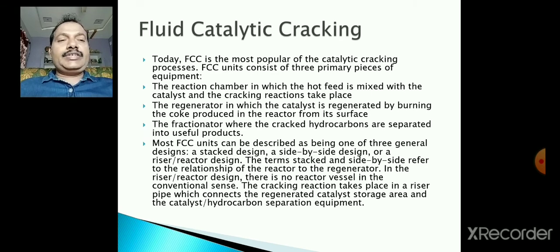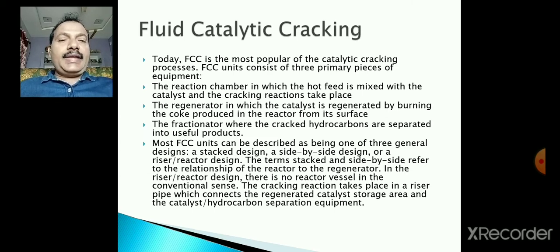That is a stacked design, a side by side design, or a riser reactor design. These are the three general designs widely used. The terms stacked and side by side refer to the relationship of the reactor to the generator. That means how the reactor and generator are placed physically, and how the catalyst is input into the reactor.